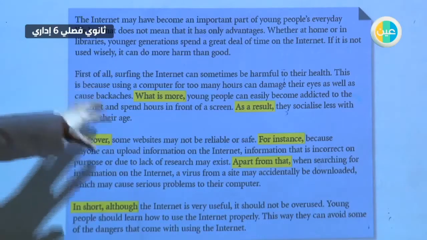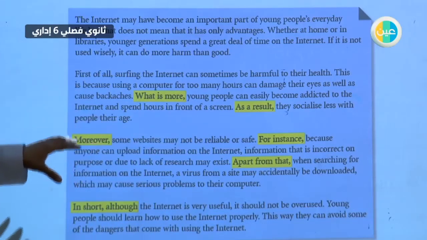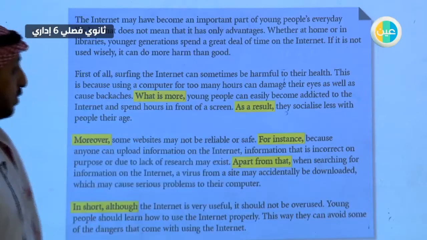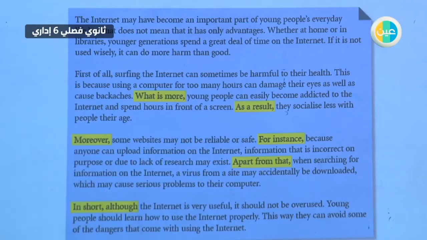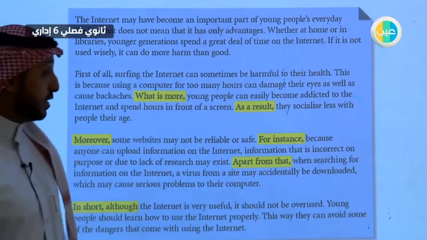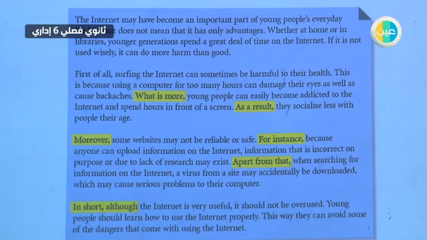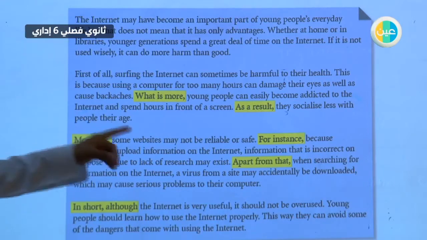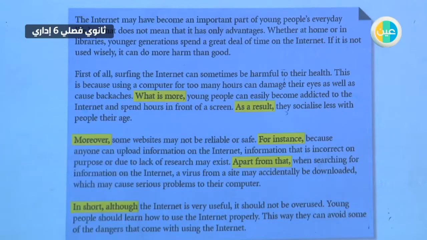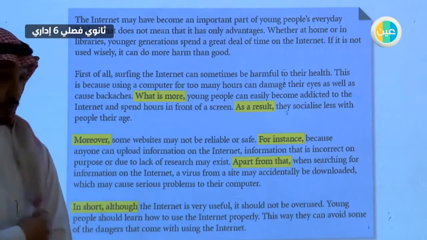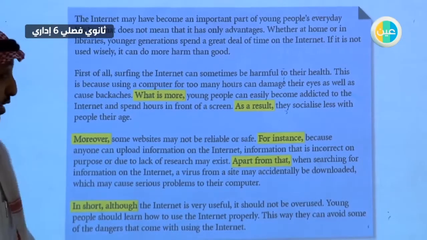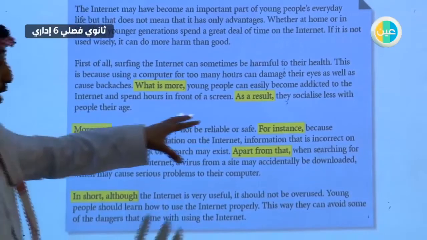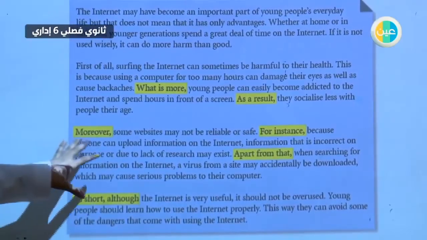Now, this is main part one. First of all, surfing the internet can sometimes be harmful to their health. This is because using a computer for too many hours can damage their eyes as well as cause backaches. What's more, young people can easily become addicted to the internet and spend hours in front of screens. As a result, they socialize less with people their age. So here he started to give more details, supporting it with reasons and examples.